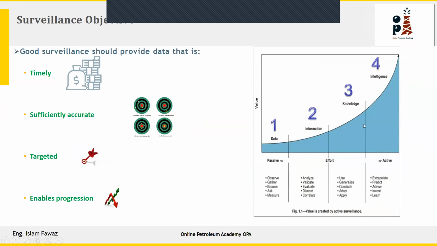As we see here from this graph, this is the relation between value and active surveillance. Surveillance means active. So what is the difference between passive data and active data? A significant increase in effort here leads to intelligent data. Intelligent data means we are able to predict the future of the parameter, which is what makes it intelligent.